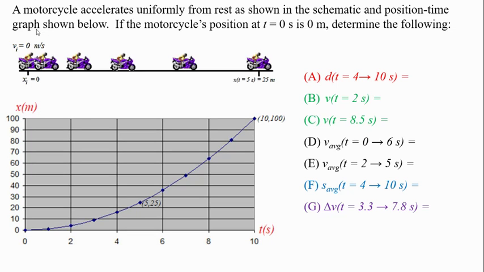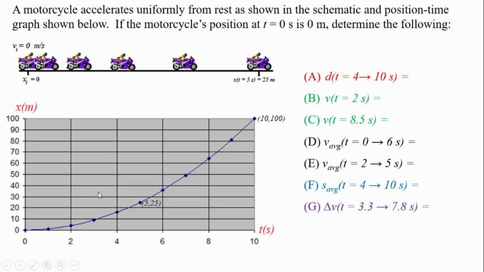Okay, so in this particular video, I'll show you how to attack a position time graph for a uniformly accelerated object to the right. So here we have a motorcycle accelerating uniformly, which is just constant, from rest. That implies that its initial velocity is 0.